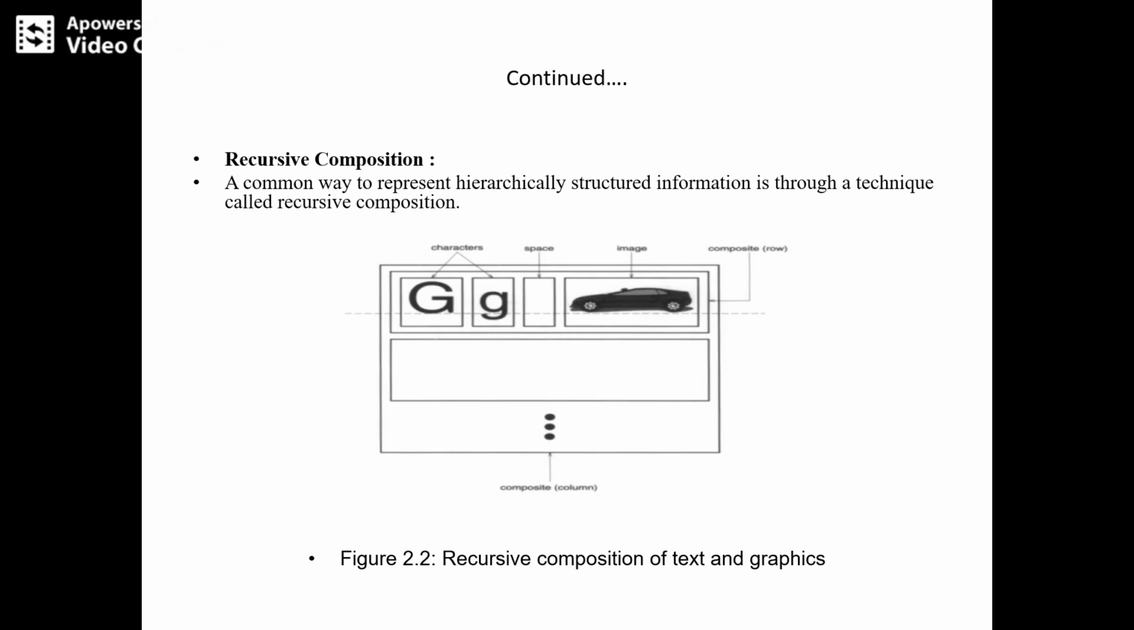So here in the diagrammatical representation, the characters we have taken are capital G and small g, which we have placed in one column. Another column is G. This column we can take as a space. Another one is an image, that is called a graphical object. So this entire column is placed in one row. This is called a composite row. So this is the written word here, composite row. This is the image and this is the space, like that.